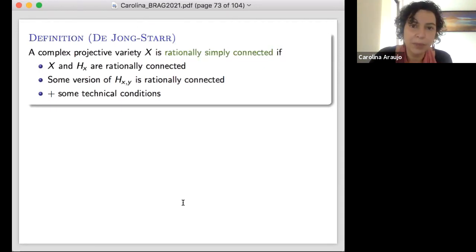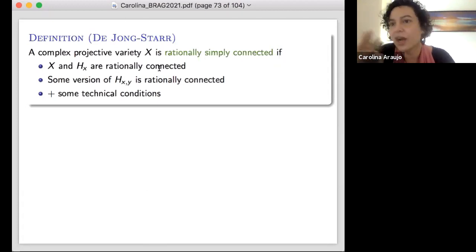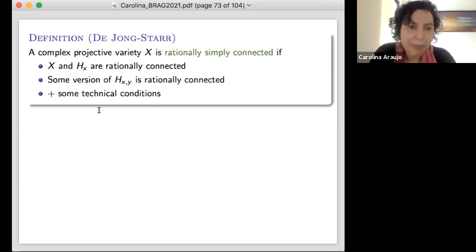So let me just give you an approximate definition of this. We say that a complex projective variety X is rationally simply connected if both X and the spaces of rational curves of minimal degree through a general point are rationally connected. We often ask that some version of the spaces of rational curves through 2 points is rationally connected. So here I say some version because this depends on the definition. There are several definitions. Plus, often one plugs in some extra technical conditions that basically make the proofs work.